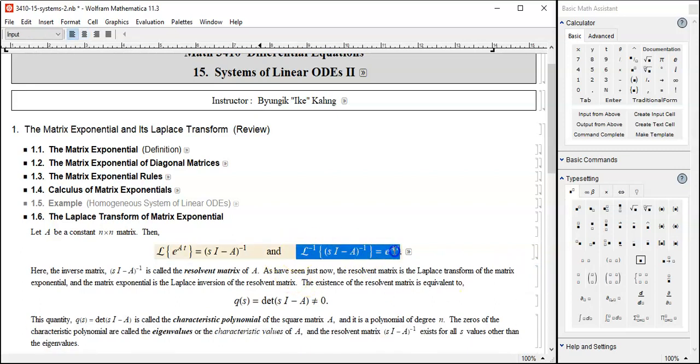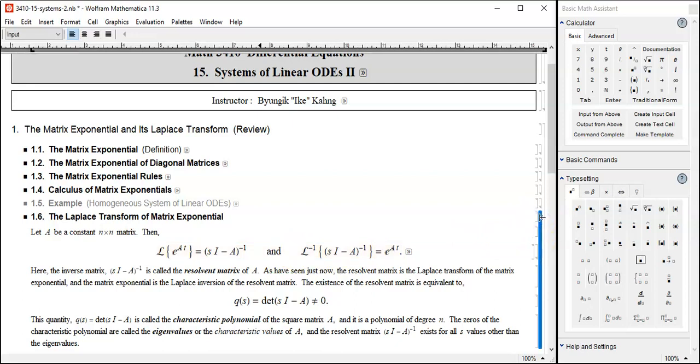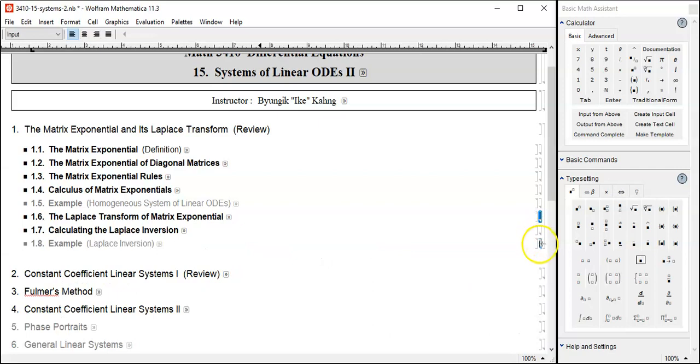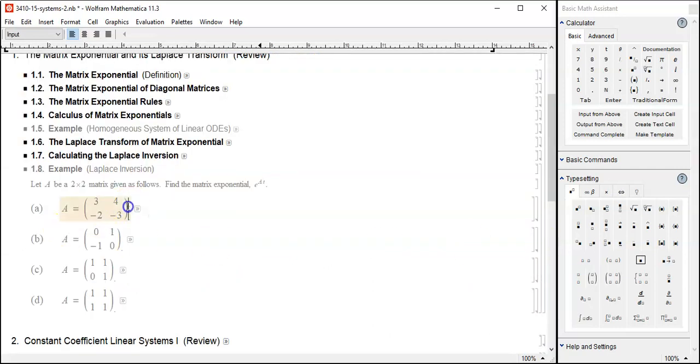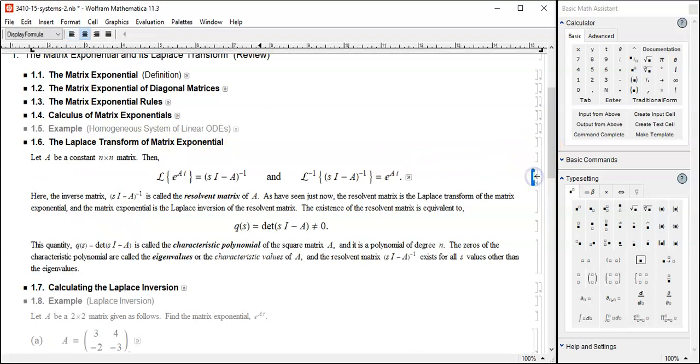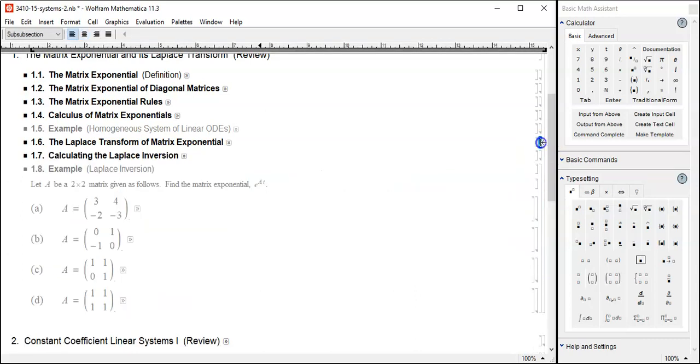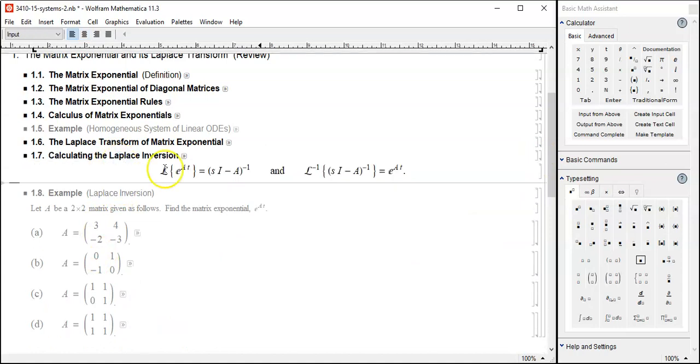Now, how do we work this one out? For a simple matrix A, we can actually work it out. And here are some example problems. For example, what about this matrix here? Let's go back to that formula here. We're going to be using this formula, right? That's how you get e to the at power. So in order to find it, we need to get this one, sI minus A inverse, which we call the resolvent matrix.